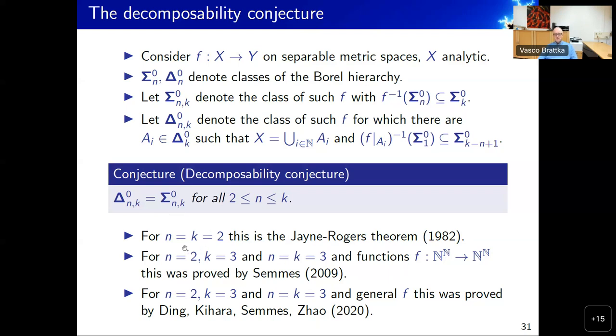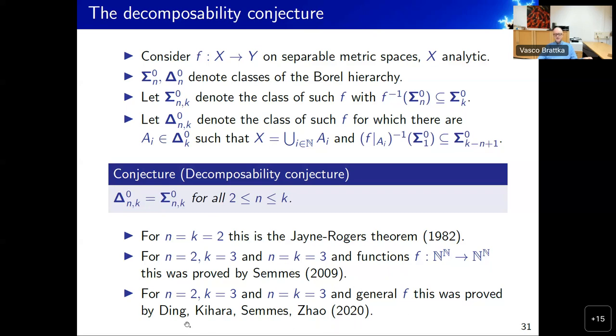For n and k being equal to 2, this is known to be the case. That's the famous Jayne-Rogers theorem. And that was proved in 1982. Then there was no progress for a long time on this question. But in 2009, Brian Semmes proved essentially the cases for k equal to 3, however, just restricted to Baire space. So he proved that in those cases, the classes coincide.